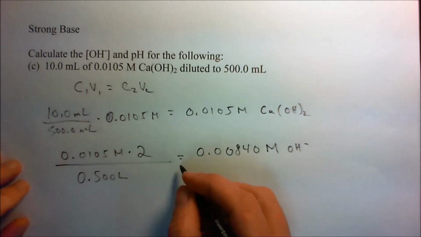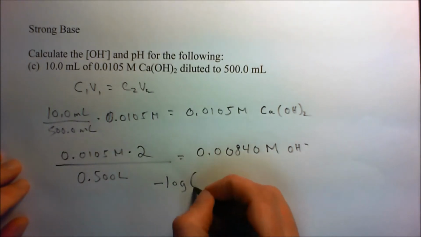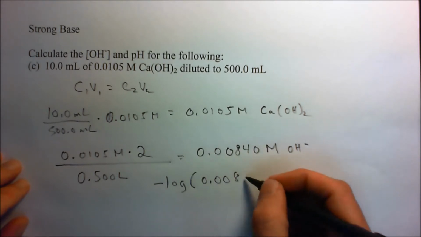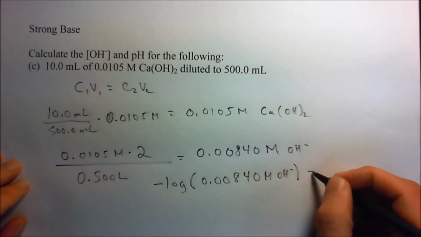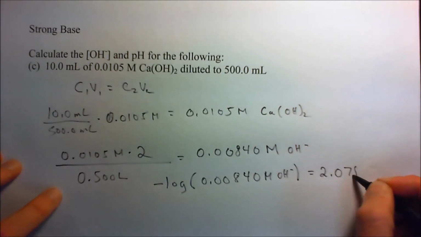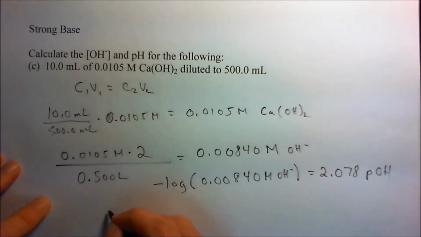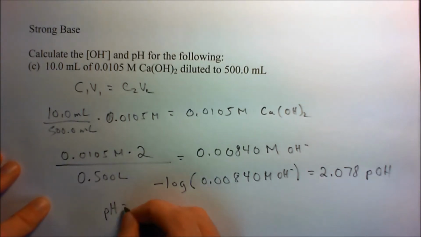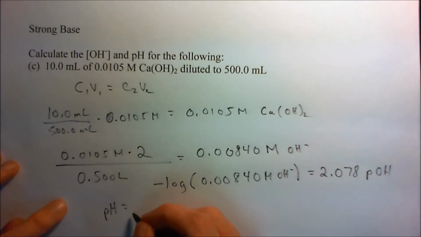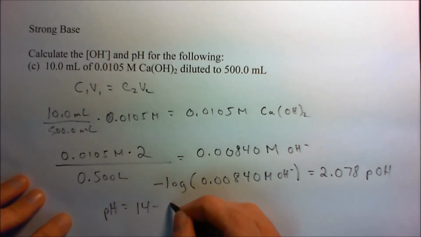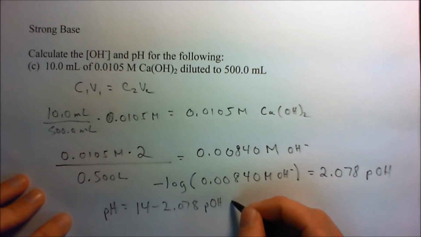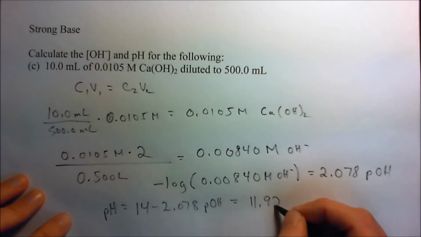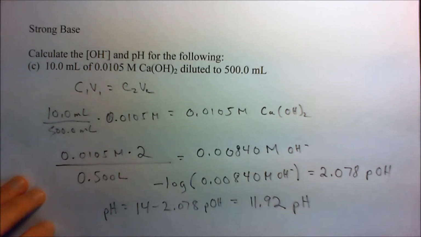And we can get our pOH, and that's minus the log of that 0.00840 molarity OH minus, and that gives us a pOH of 2.078. And finally we can get our pH by remembering our relationship that 14 minus the pOH is equal to the pH, so that's 14 minus 2.078, and that gives me 11.92 for a pH.